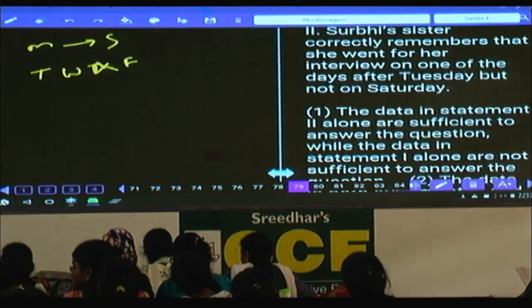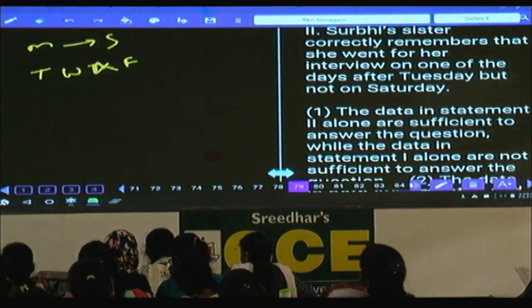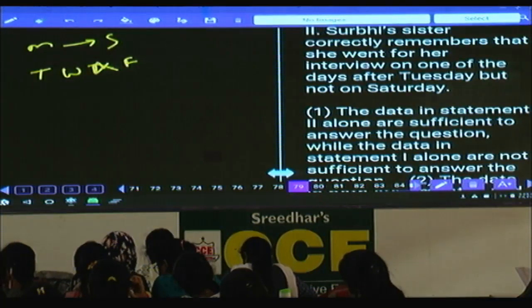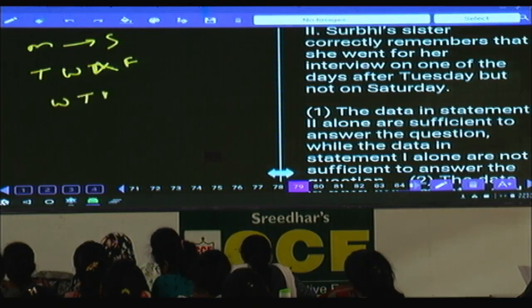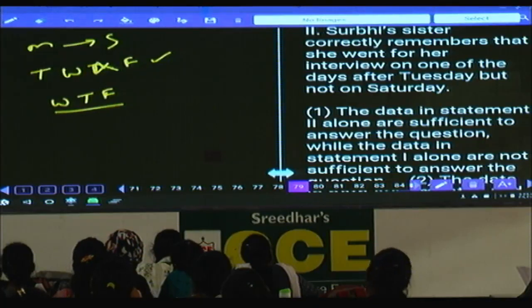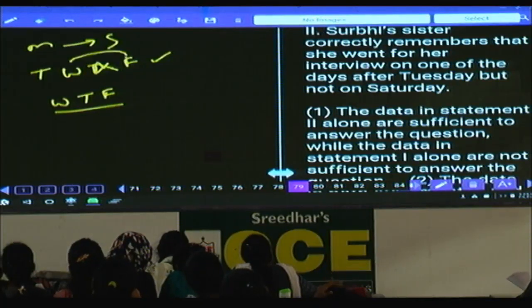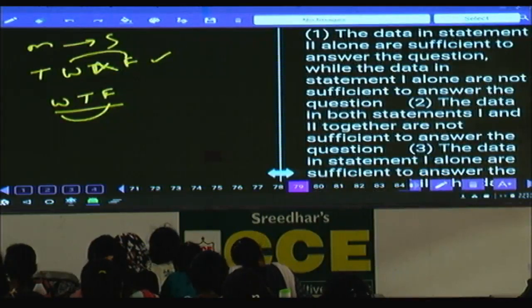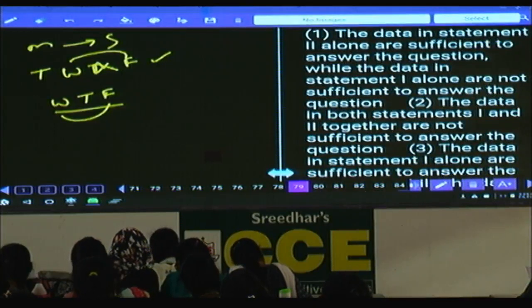Surabhi's mother correctly remembered that she went for the interview on one of the days after Tuesday but not on Saturday. That could be Wednesday, Thursday or Friday, so there are 3 different possibilities. If you combine these 2, Wednesday or Friday, there are 2 different answers we have. Hence, by combining these 2 also, we cannot solve this one. What is the answer here? Choice 2 is the answer.